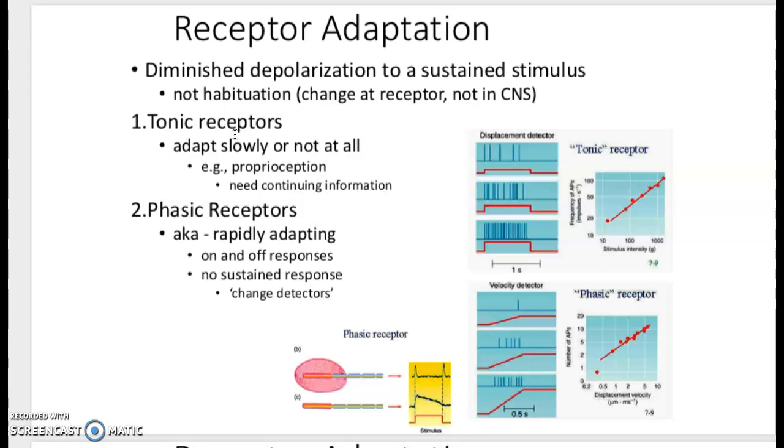So two main types of receptors. Tonic receptors, which don't really adapt, and if they do, it's going to be really slow. These don't adapt because, for example, they're telling you your arm is lifted straight in front of you. You need to have constant information telling you that so that you know where your arm is. You can't just get used to that because then how would you know where your arm is? Phasic receptors adapt rapidly. These, for example, could be like pain.